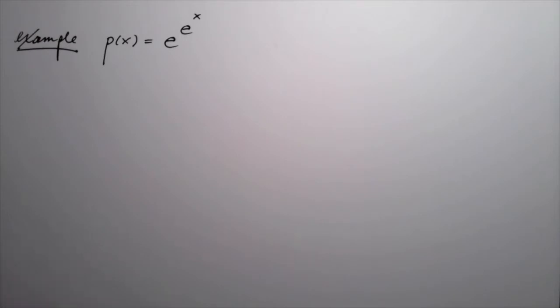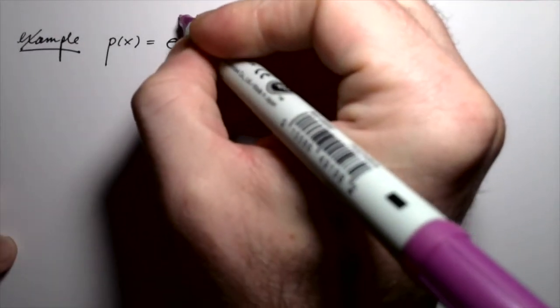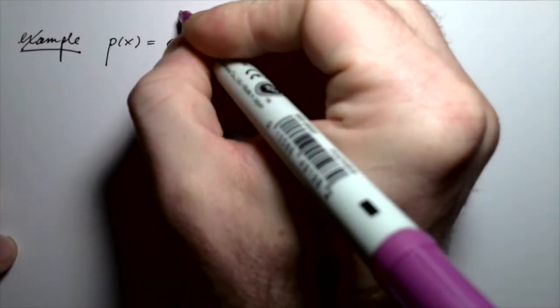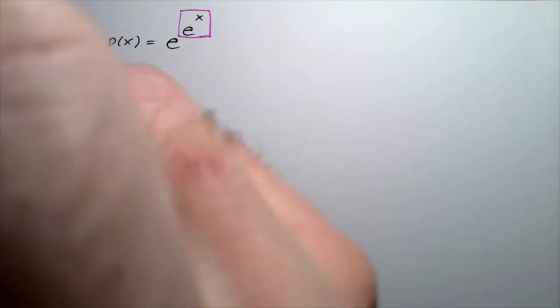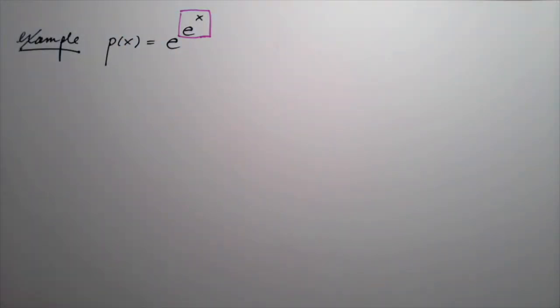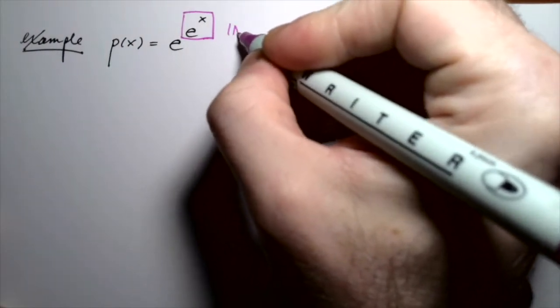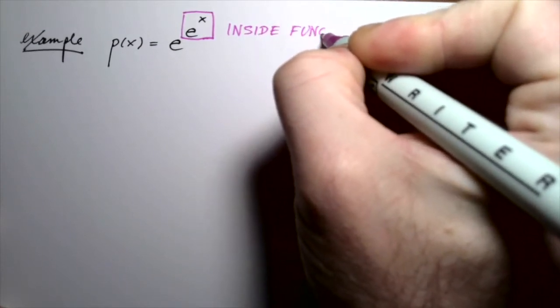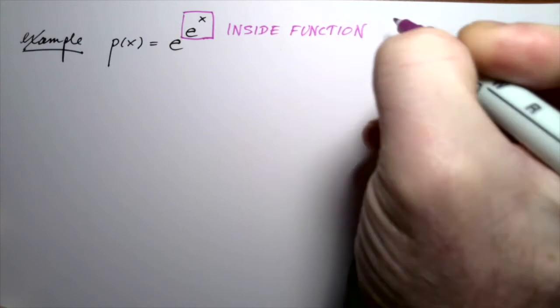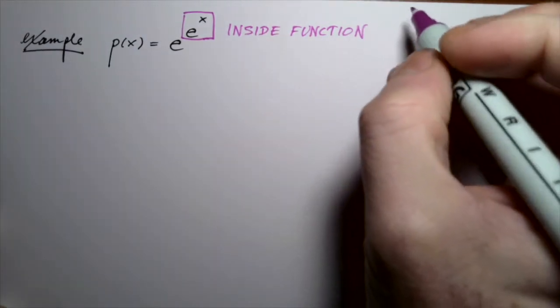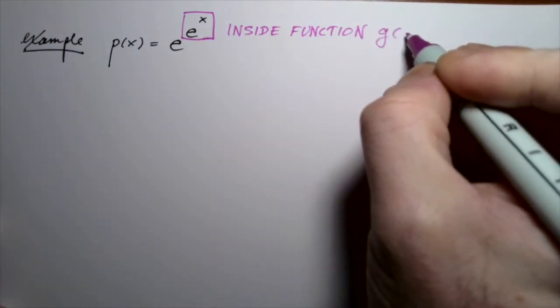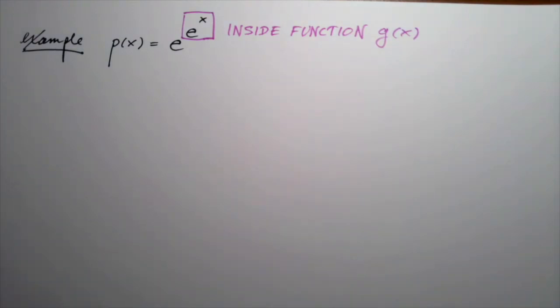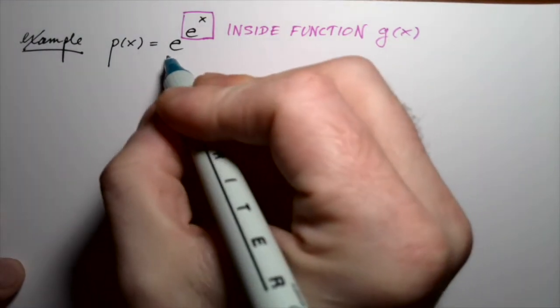It looks kind of strange, but the key thing to remember is that e to the x up there, that's in the exponent of the first e. So that's going to be the inside function when we apply the chain rule. I'm going to use Newton's notation on this one. That's going to be our g of x.